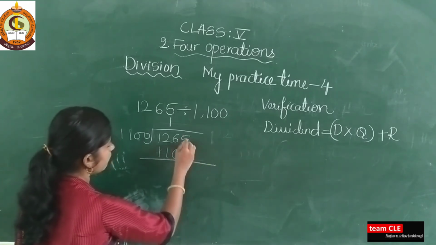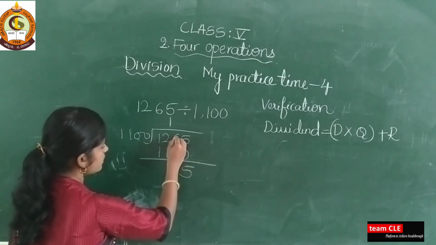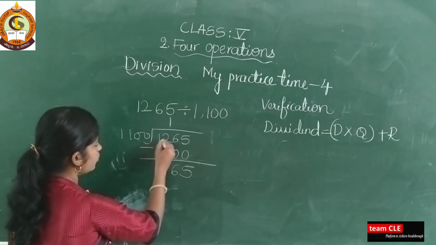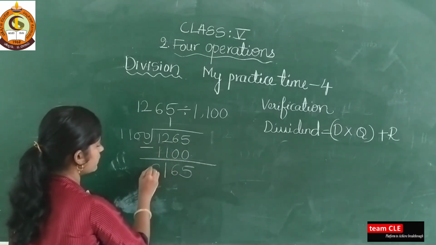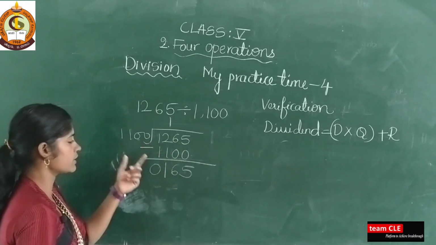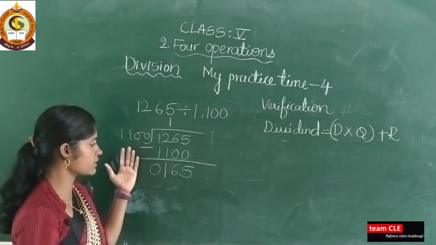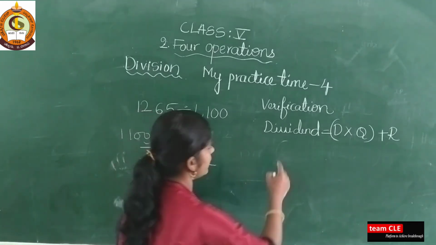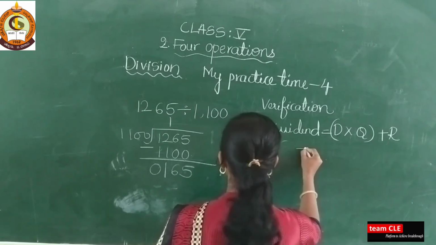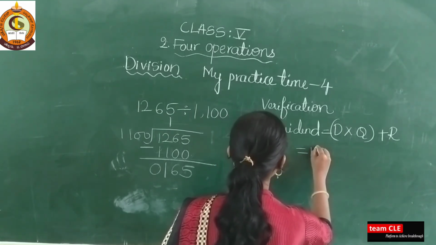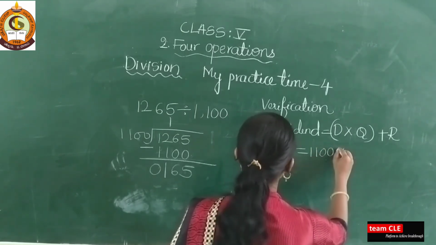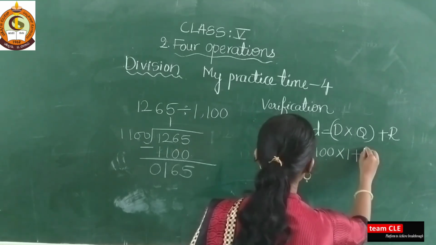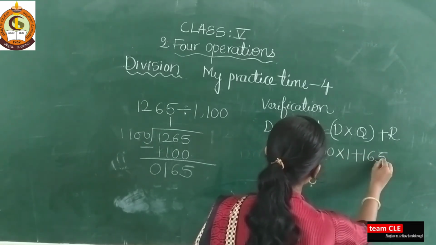1100. Okay. 5 minus 0 is 5. 6 minus 0 is 6. 2 minus 1 is 1. 1 minus 1 is 0. So here this is less than the divisor. So directly you stop up to here. So what is there here? Dividend is equal to divisor times quotient plus remainder. Divisor is 1100 and quotient is 1 and remainder is 165.